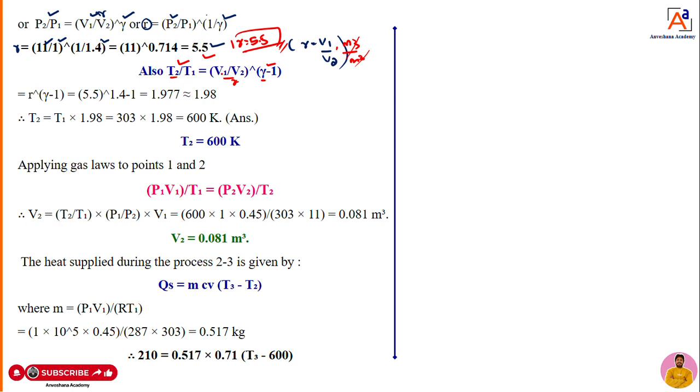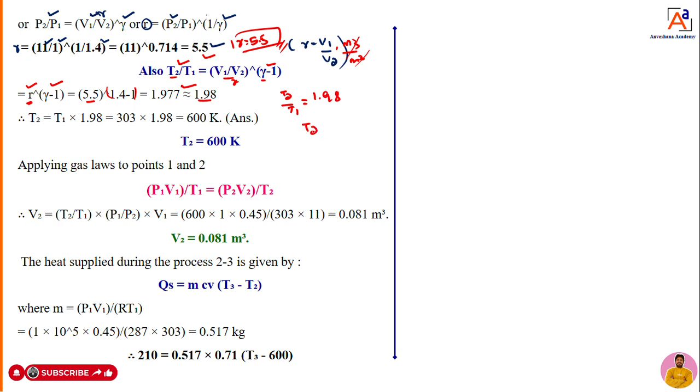So I will modify this equation. This is nothing but R to the power of gamma minus 1. Now what is the value of R? That is 5.5 to the power of gamma value 1.4 minus 1. Then do simplification, you are going to get 1.977, or you can mark it as 1.98. So what we got here is T2 by T1 is equal to 1.98.